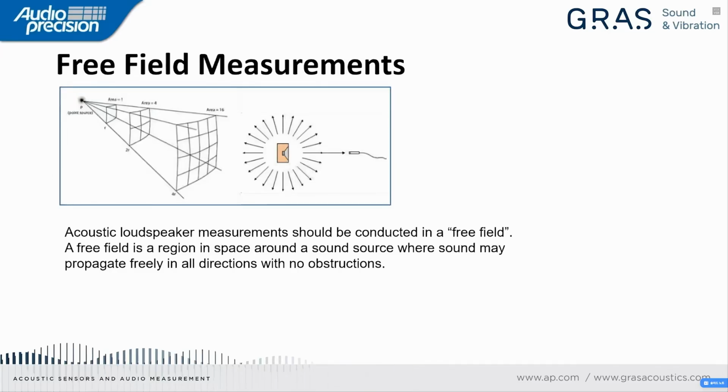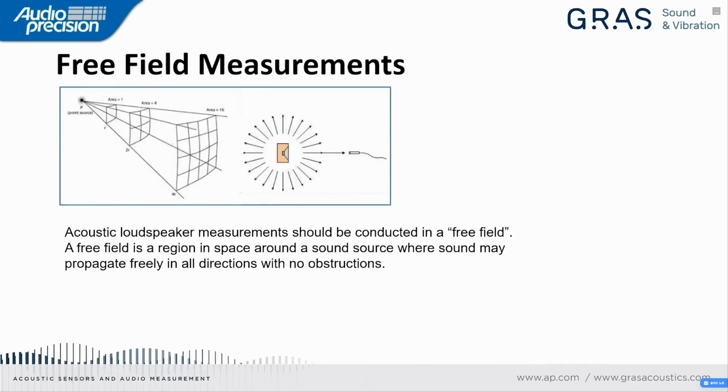So free field measurements. Acoustic loudspeaker measurements should be conducted in a free field, and a free field is a region in space around a sound source where sound may propagate freely in all directions with no obstructions. If a loudspeaker and a microphone are in a free field, the microphone will measure only the direct sound radiated from the loudspeaker. This is obviously desirable. We want to measure the sound radiated from the loudspeaker itself to have data that is representative of the loudspeaker, independent of the environment in which it is located.